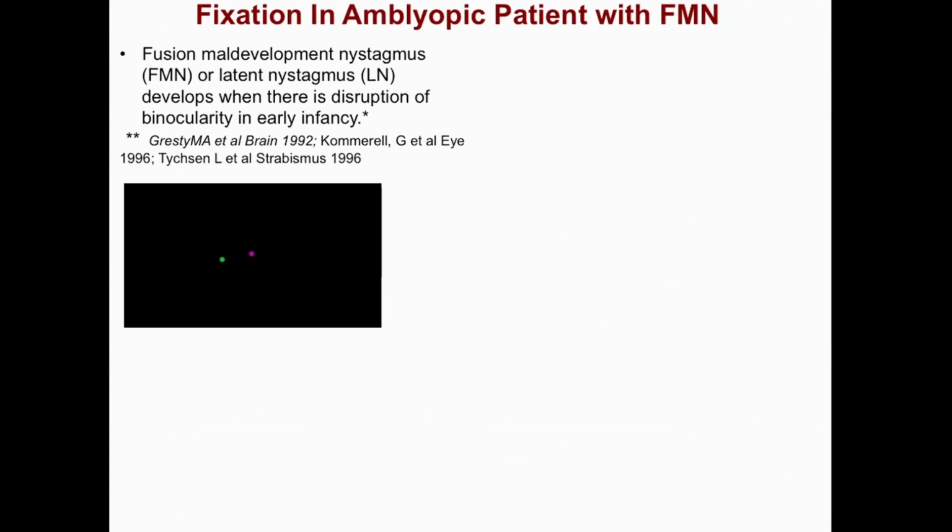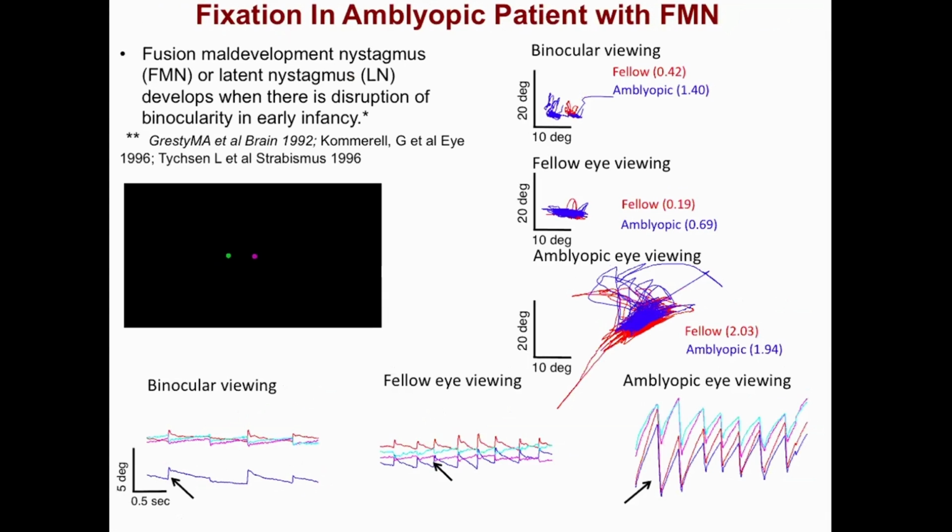So you can see there is nystagmus, as indicated by these jerks or beats in the eye movements. And when you look at the actual eye position traces, the nystagmus, the seesaw oscillations, are seen during both eye viewing conditions, but they are more pronounced during fellow and amblyopic eye viewing, particularly during the amblyopic eye viewing condition.